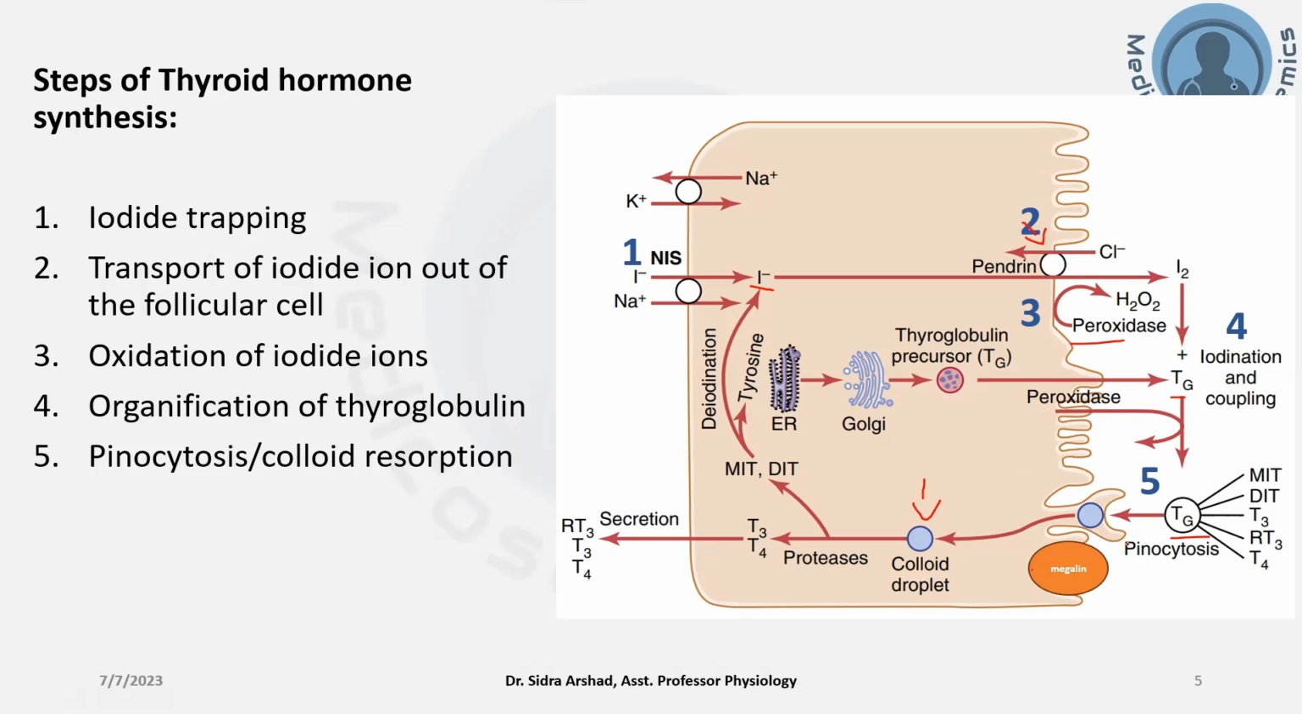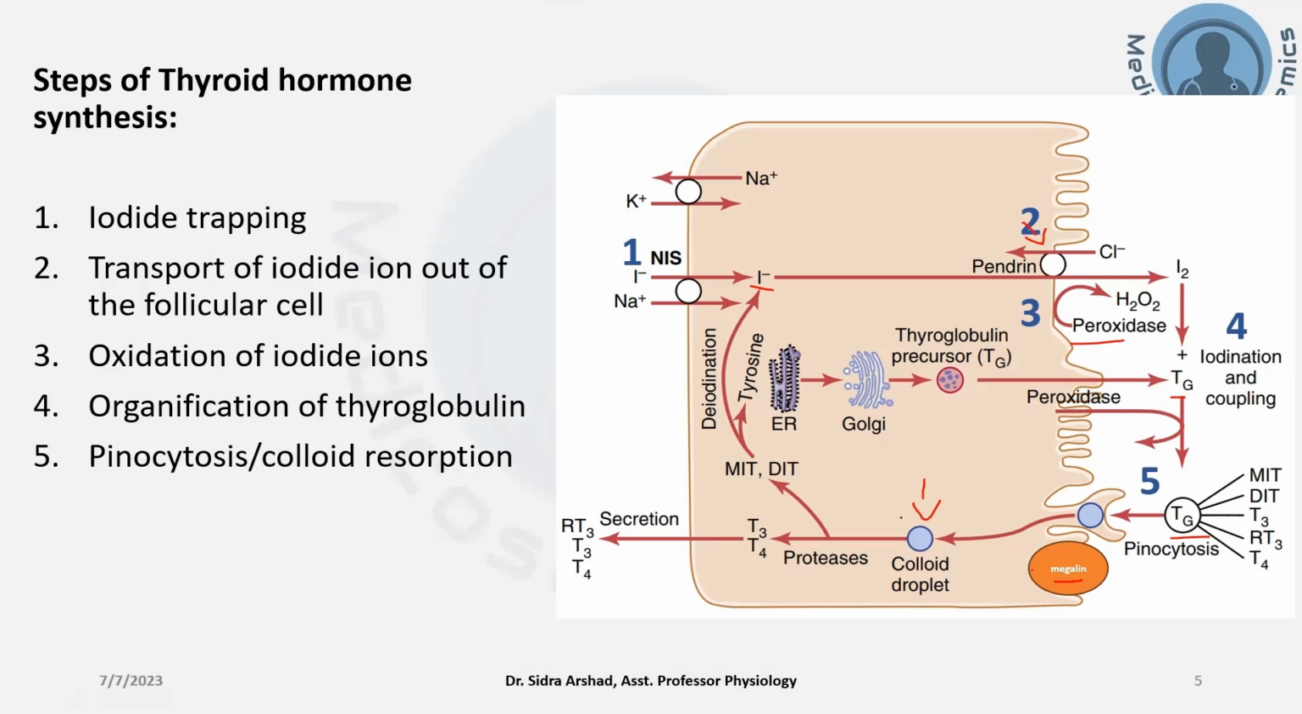And the other one is the binding of thyroglobulin with this megalin protein present on the apical cell membrane of the follicular cell. And this complex is then internalized. So these two steps are how the thyroid hormones are internalized into the cell. So once the colloid droplet is present inside of the cell, what is going to happen? The lysosomes are going to fuse with this colloid droplet.